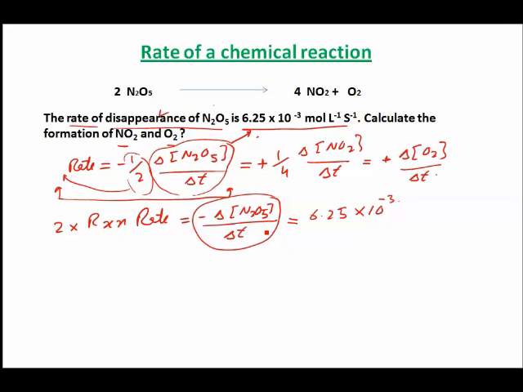And we can now calculate the reaction rate. Again, the reaction rate will be divided by 2. Therefore the rate of reaction will be 6.25 into 10 power minus 3 by 2. So that will be half. The reaction rate is half the rate of disappearance of N2O5. But the question here is, what is the rate of formation of NO2 and O2?